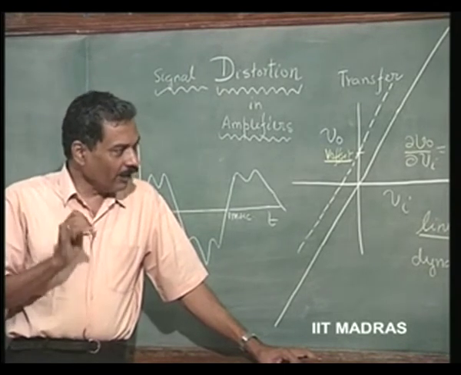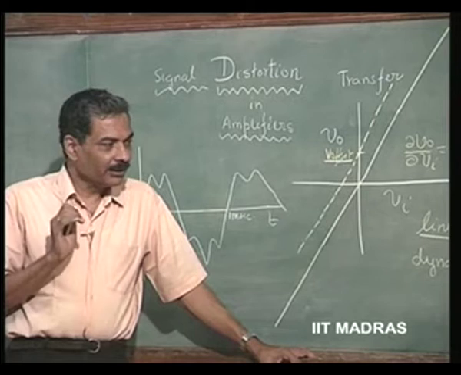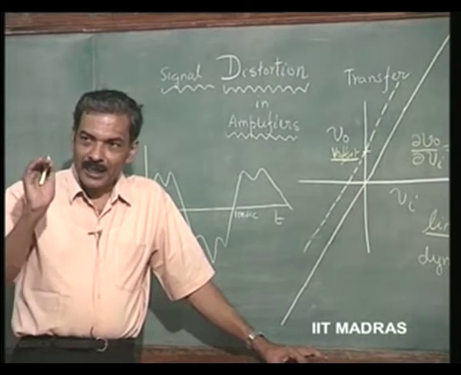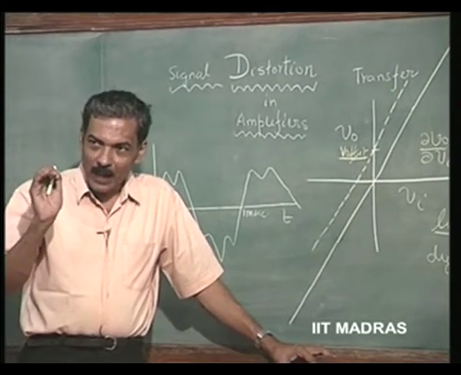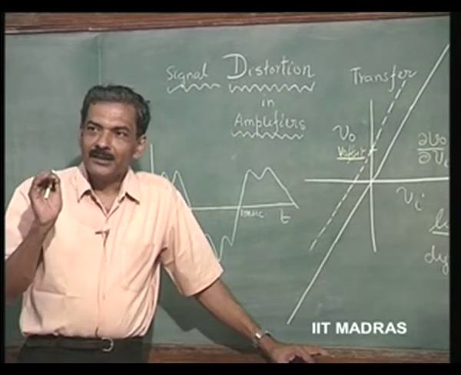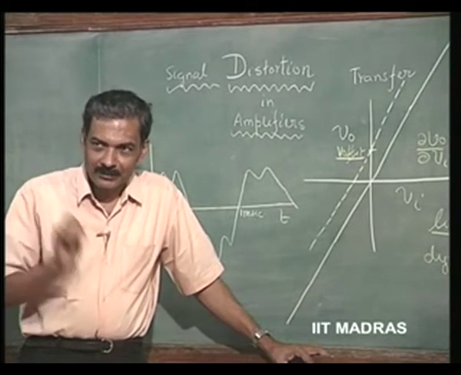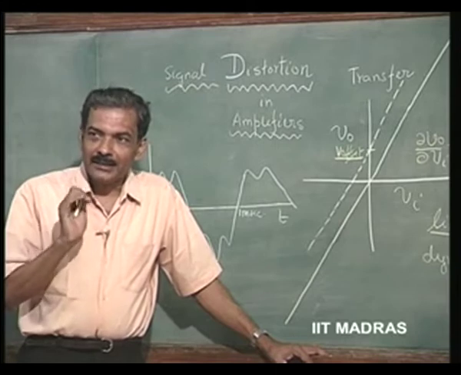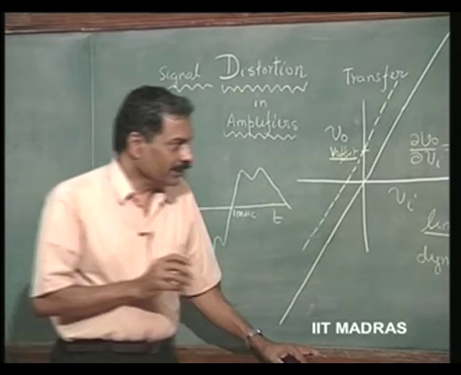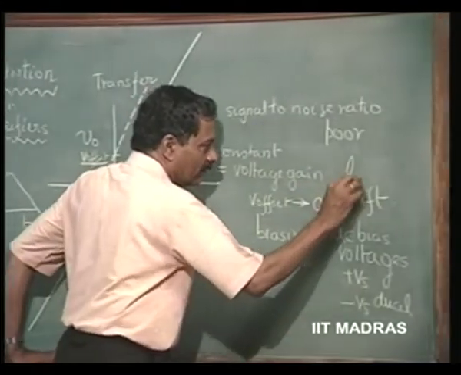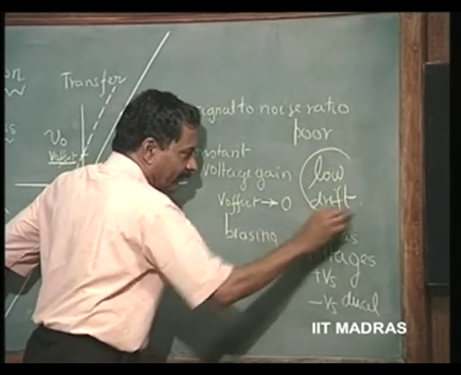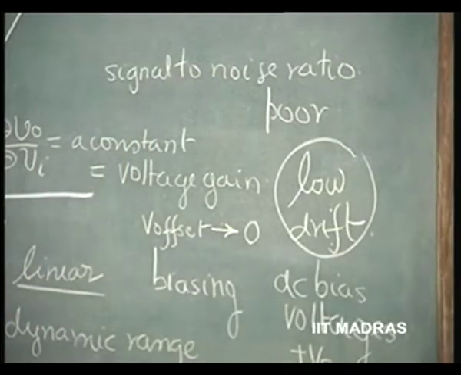So, a design of an amplifier therefore involves making the offset as close to 0 as well as keeping it close to 0 at all times, preventing any drift. So, these amplifiers are called low drift amplifiers. These are specially designed DC amplifiers.